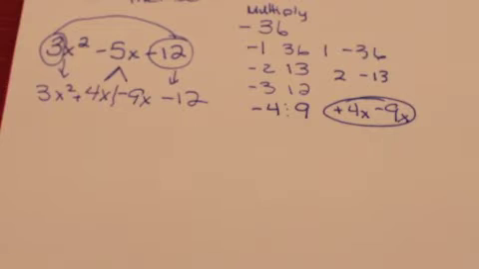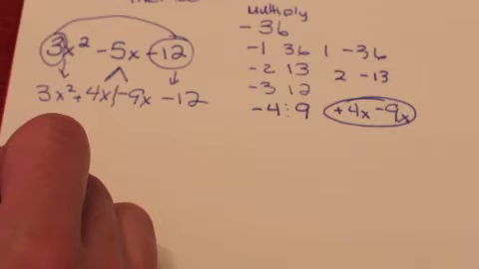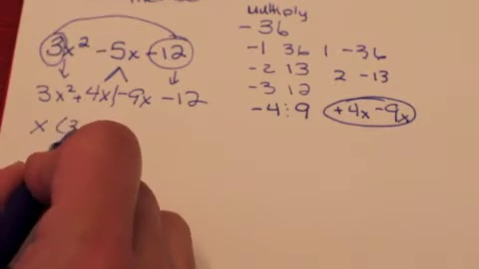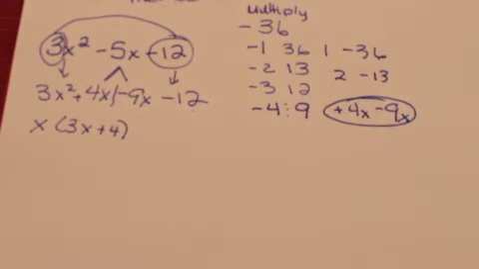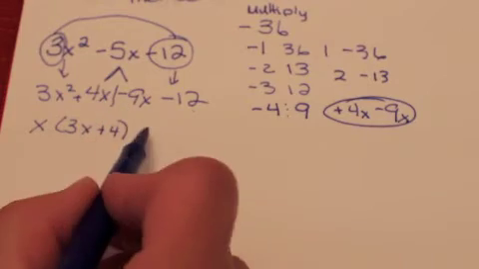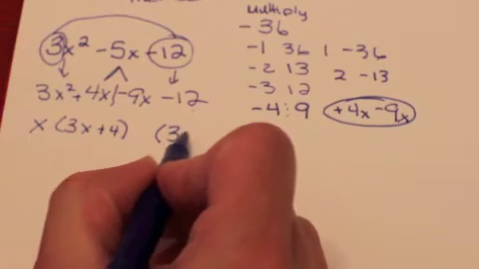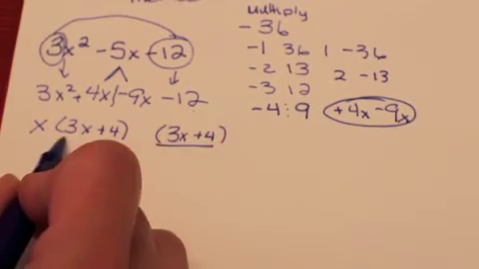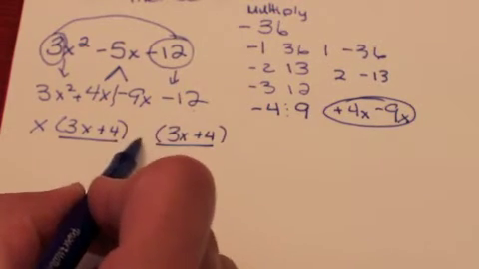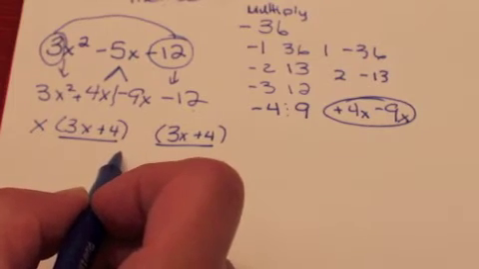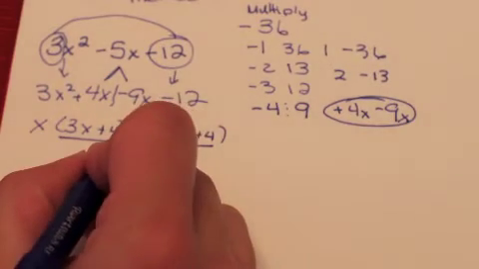Draw a line down the middle. Take the GCF out of this term. The GCF here is x, and we're left with 3x plus 4. We have to take the GCF out of this group. Remember, when you do factor by grouping, this and this binomial have to be exactly the same. So to find the GCF, you simply say, what number could I multiply 3x by to get negative 9x? And that answer is negative 3.